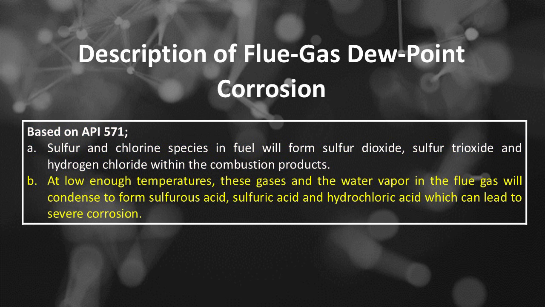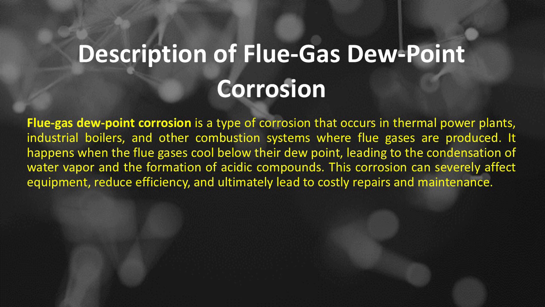B: at low enough temperatures, these gases and the water vapor in the flue gas will condense to form sulfurous acid, sulfuric acid and hydrochloric acid, which can lead to severe corrosion. Flue-gas dew-point corrosion is a type of corrosion that occurs in thermal power plants, industrial boilers, and other combustion systems where flue gases are produced.